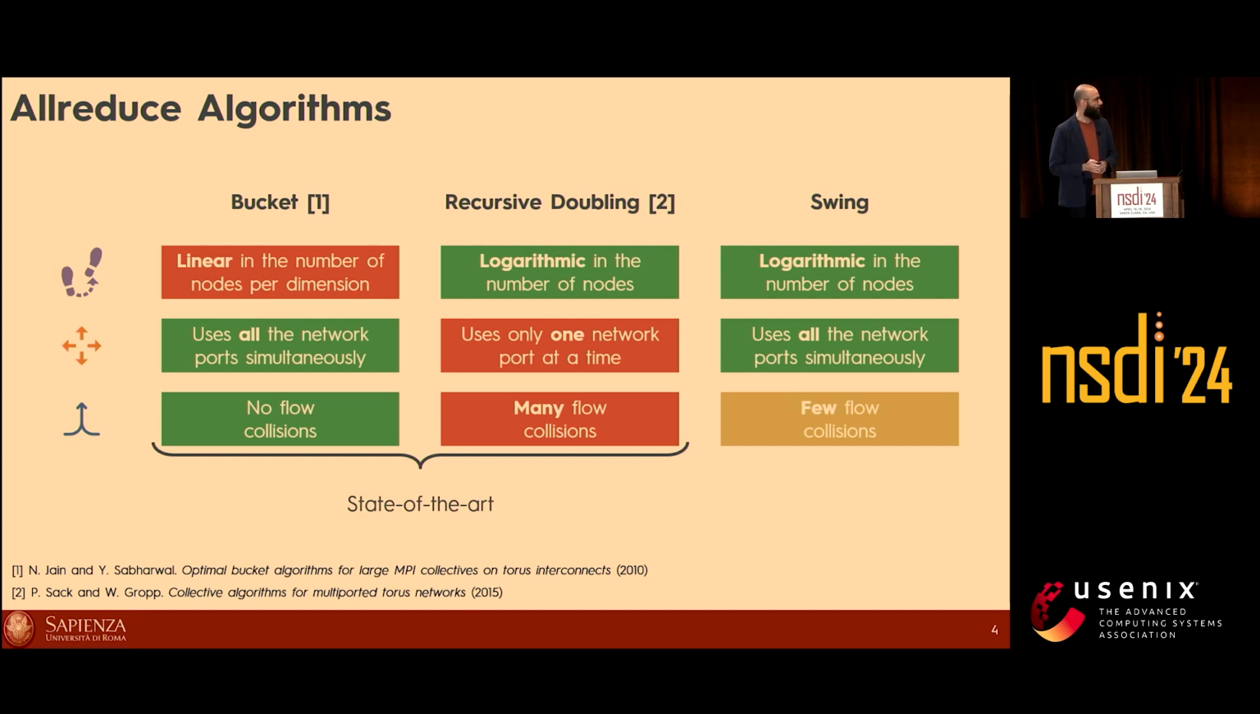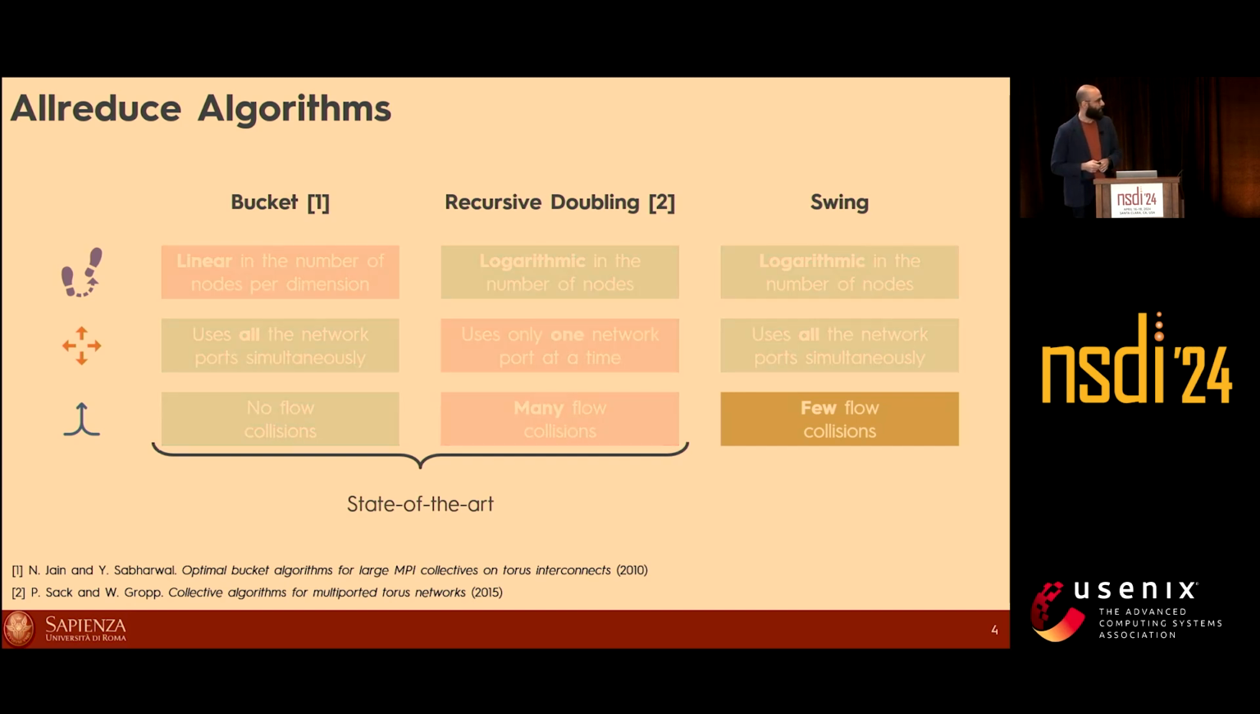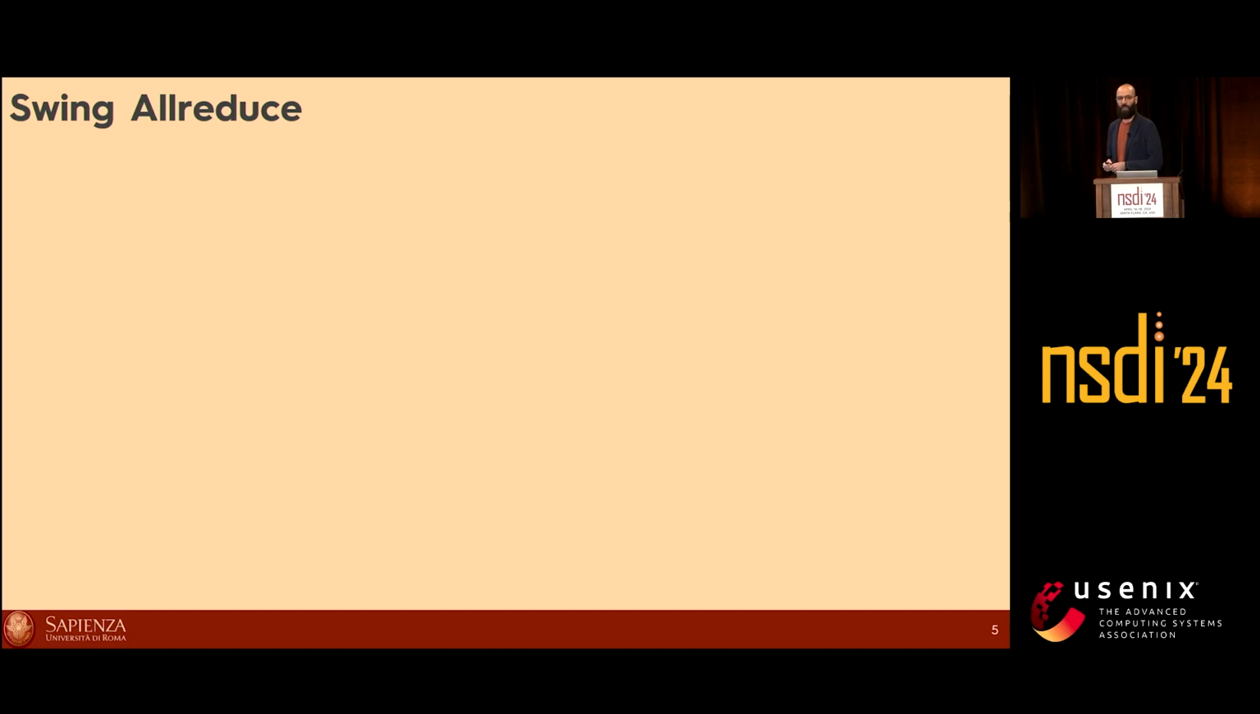Now, I'm standing between you and the coffee break, so I'll try to describe the algorithm at the highest level and in the most abstract way I can. Then you can find all the details in the paper. So let's start by discussing this flow collision issue. I'll do that by comparing recursive doubling and Swing side by side, and we will just analyze what happens for the first 2 or 3 steps.